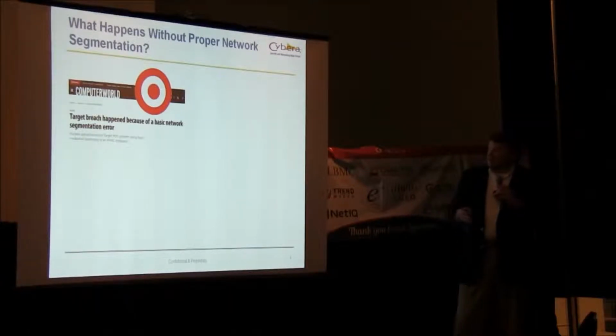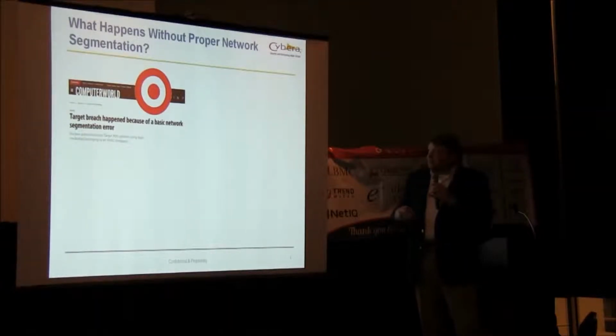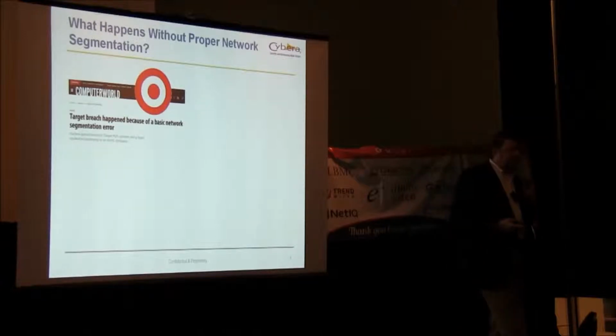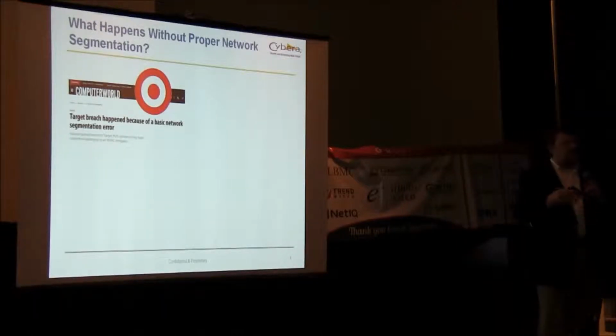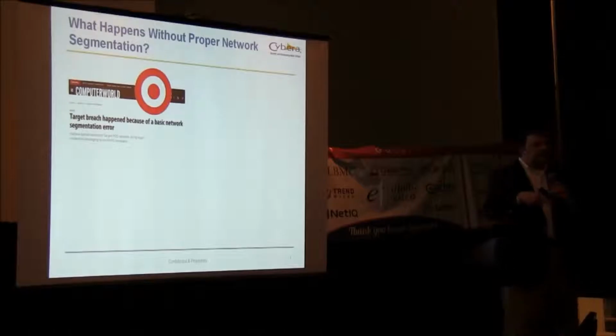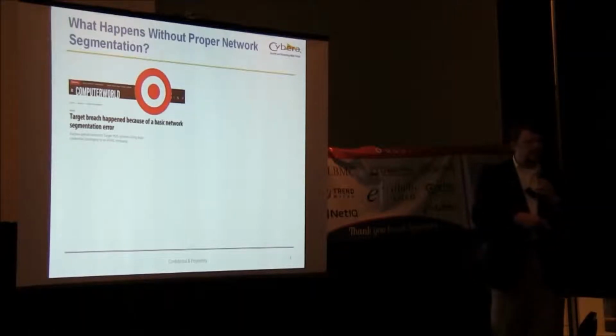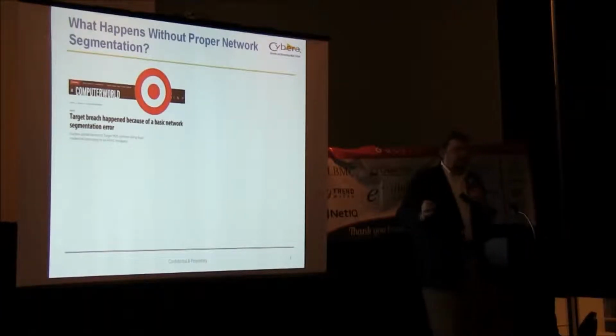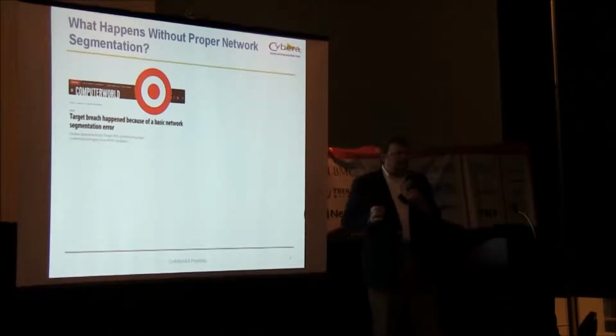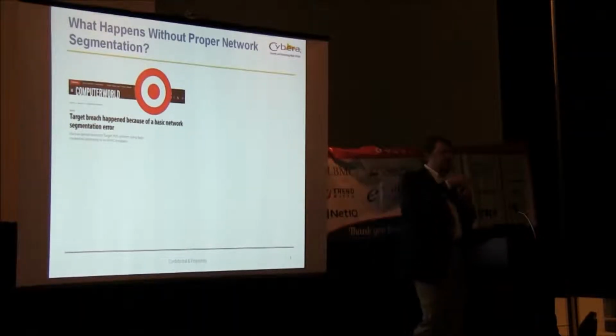The Computer World came out with this headline: Target breach happened because of a basic segmentation error. Well, that's true. It wasn't how the breach started, but it is how the breach ended up in the payment network. Part of the point here is that segmentation shouldn't allow a breach that starts in one area to end up in the areas where we absolutely don't want it to be.